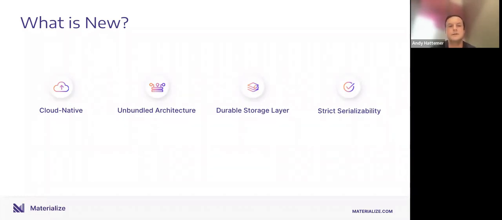And then lastly, strict serializability. We'll talk more about this later, but it means we were able to provide the same consistency guarantee and correctness guarantees as production-grade databases. And this is notably different than other stream processing products out there.